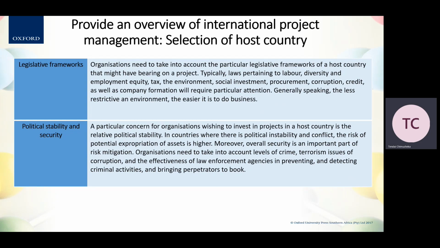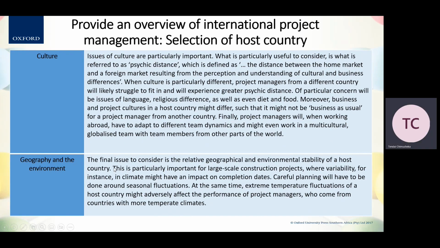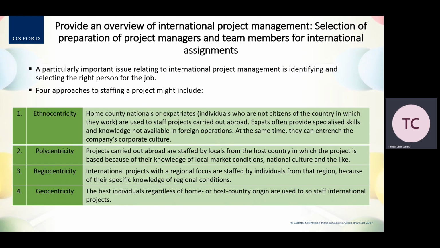Infrastructure, we are all aware, legislative frameworks. In as much as these guide how people should live, they also affect organizations, they also affect how projects should run in different countries. Political stability or instability and security, these are clear also as explained on the slide. And I'm sure we will not have issues understanding these. Culture, geography, and the environment.